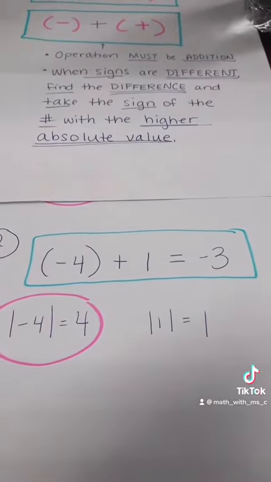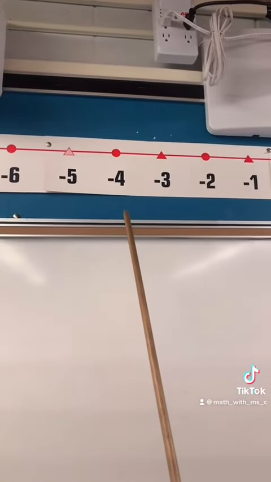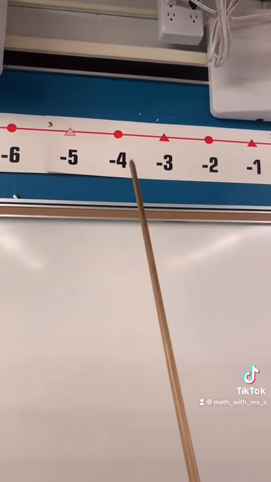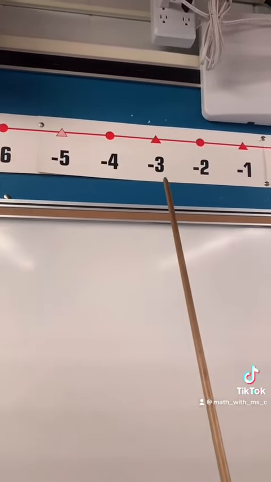Answer is negative 3. Negative 4 plus 1 means I start at negative 4. Plus 1 means I move towards the positive. I add 1 to the positive, which is why it's negative 3.